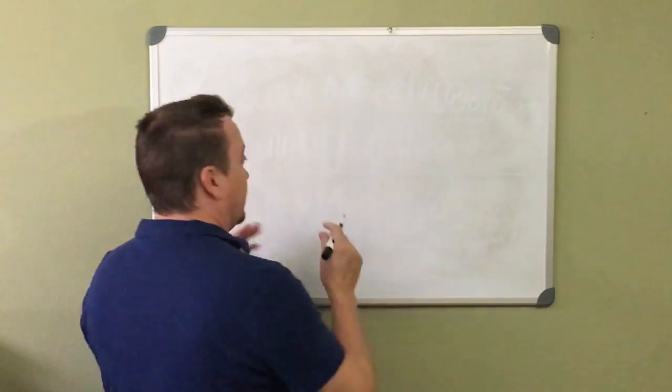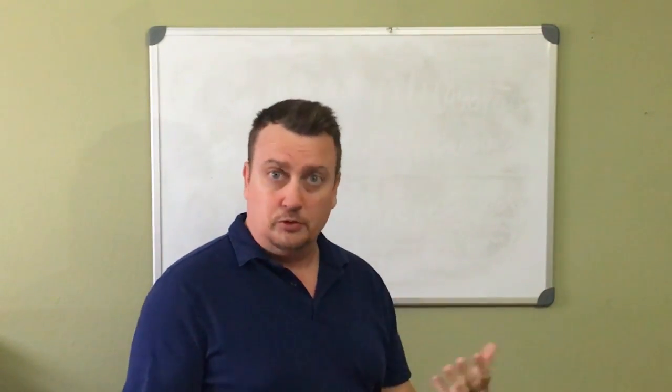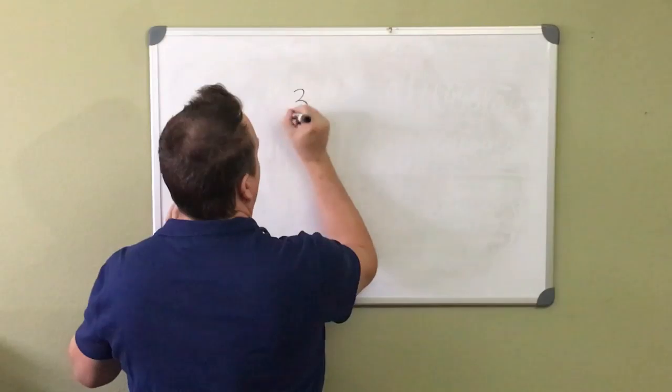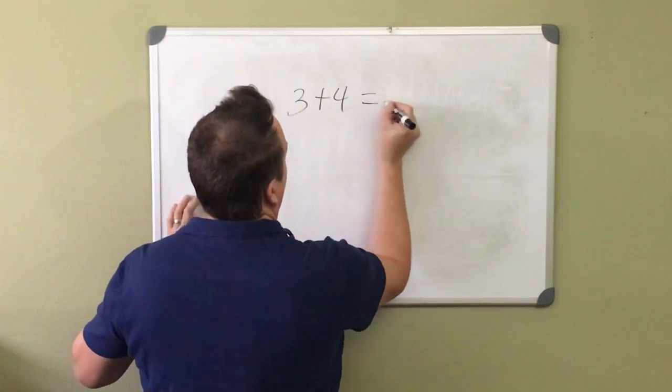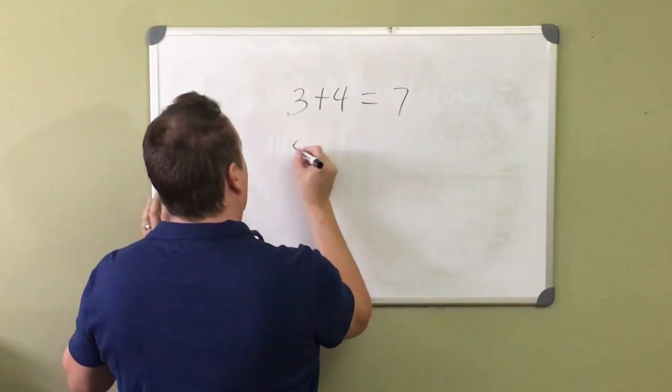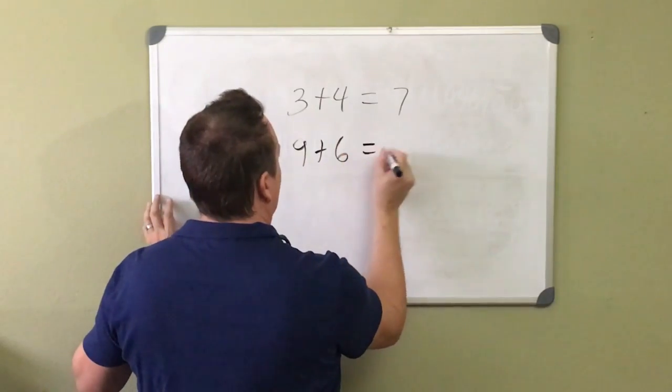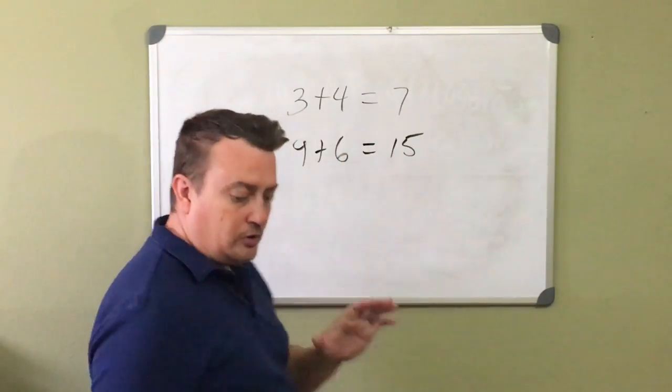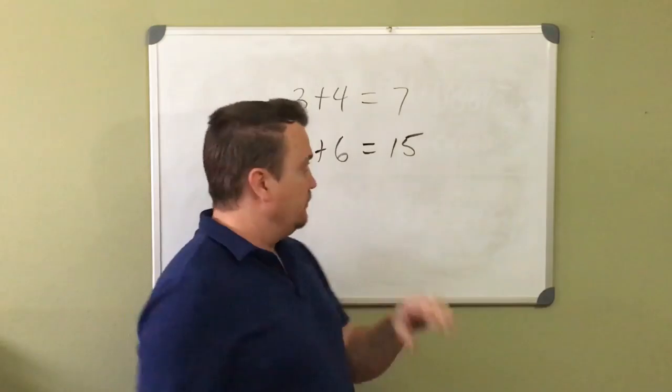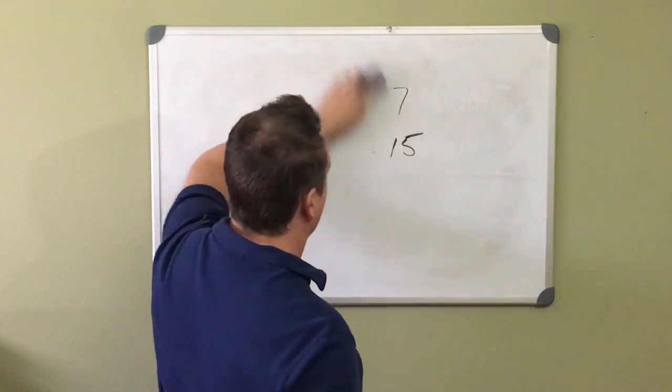Now, again, in the human world, we use decimal numbers. We understand decimal numbers. 3 plus 4 equals 7. 9 plus 6 equals 15. Okay, but the computer world, they don't understand those kind of numbers. They don't understand decimal numbers. All they understand are ones and zeros.